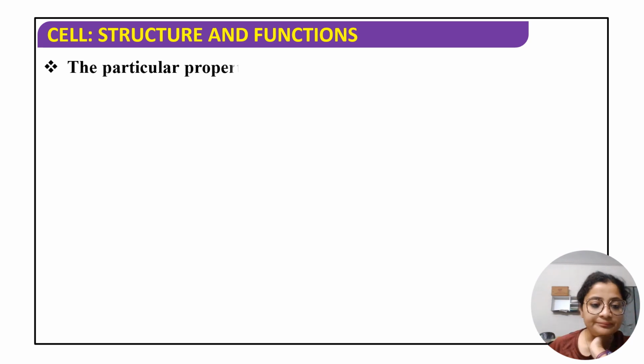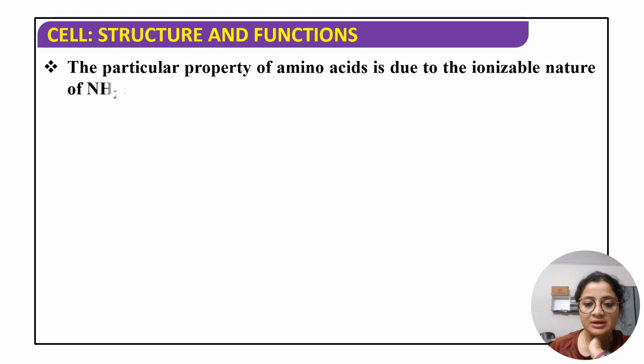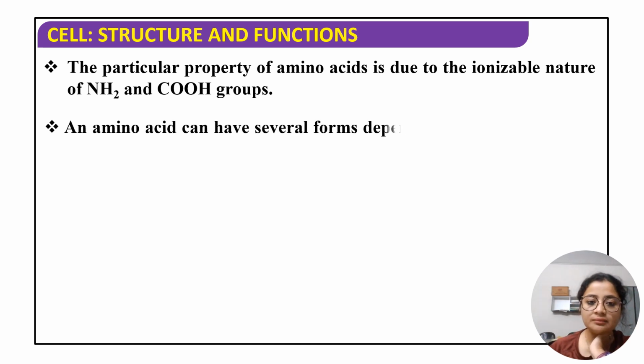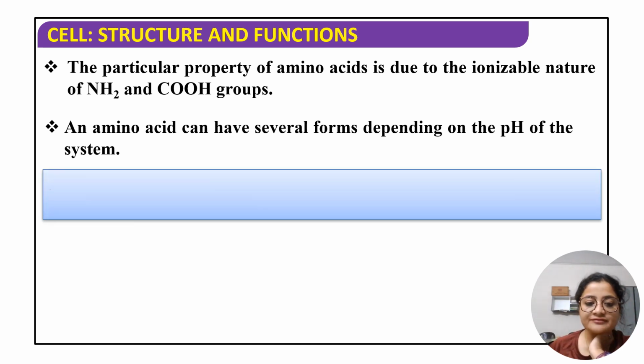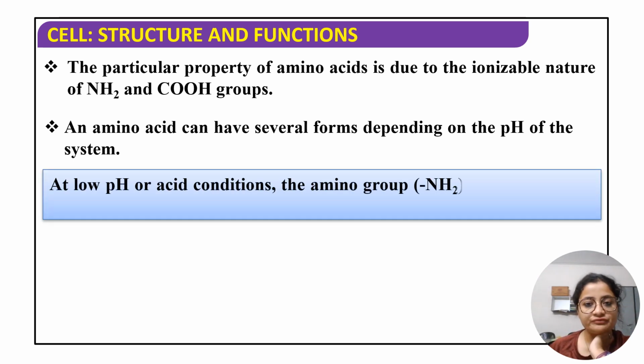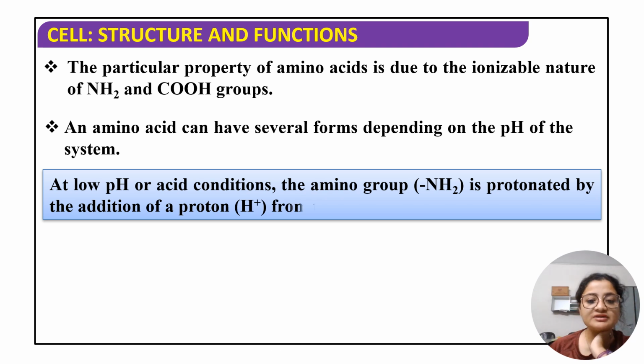Moving forward, the particular property of amino acids is due to the ionizable nature of amino and carboxyl groups. Ionizable nature मतलब कभी भी वो चार्ज अपना बदल सकता है, ठीक है. An amino acid can have several forms depending on the pH of the system. So if it's a low pH का concept I hope all of you know.